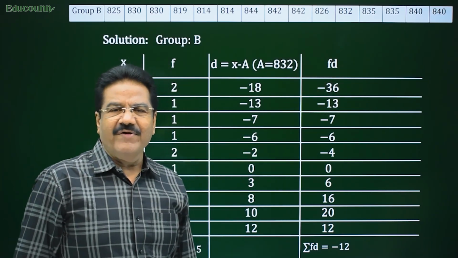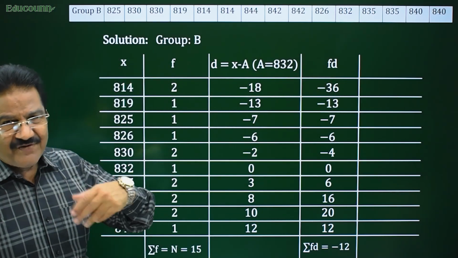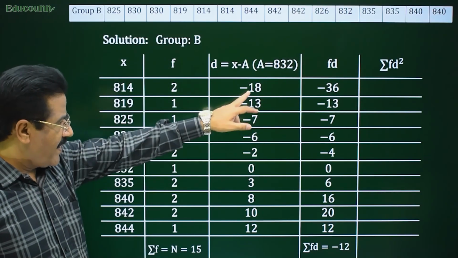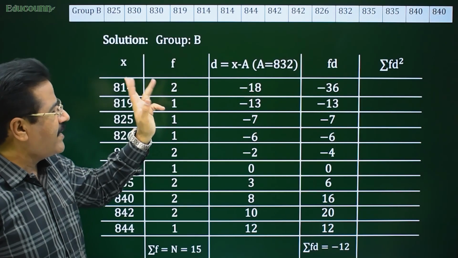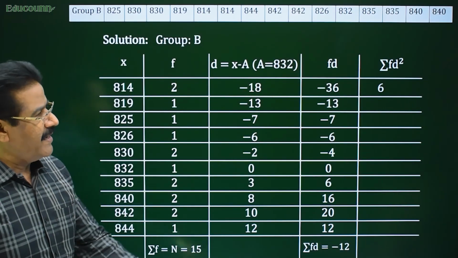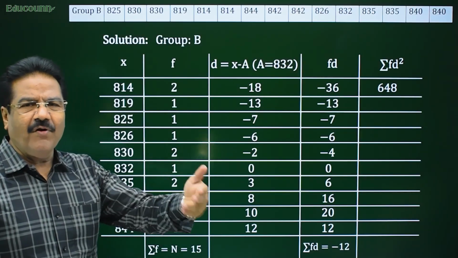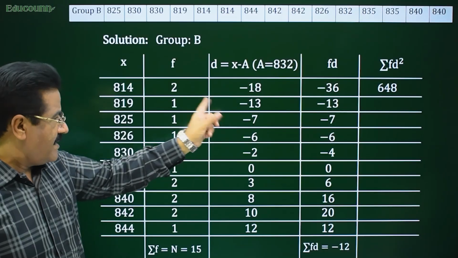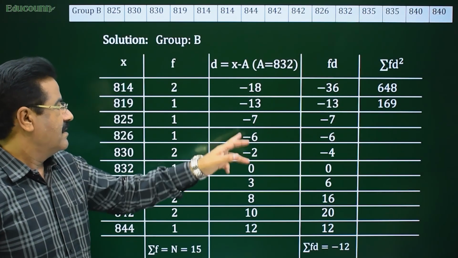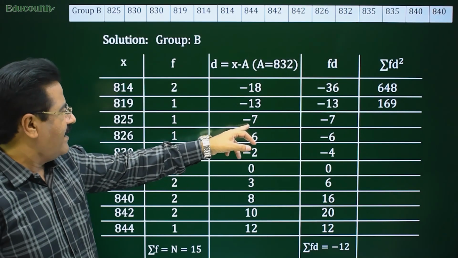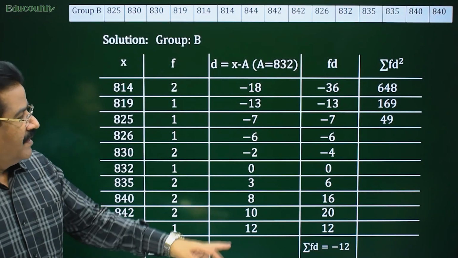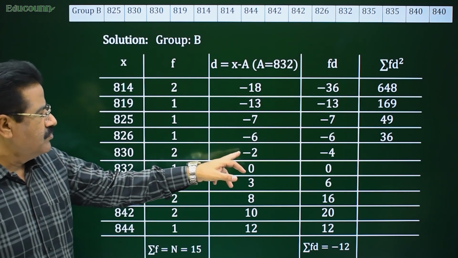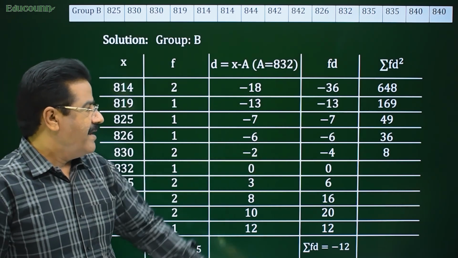And now one more column we require. That is summation of FD square. So here we are going to write F into D square. So we have to square this term and then multiply by f. So minus 18 square into 2, that is 324 into 2, 648. Square of minus 13 is 169 into 1, 169. Minus 7 square is 49, 49 into 1 is 49. Minus 6 square is 36, 36 into 1, 36. Minus 2 square is 4, 4 into 2 is 8.